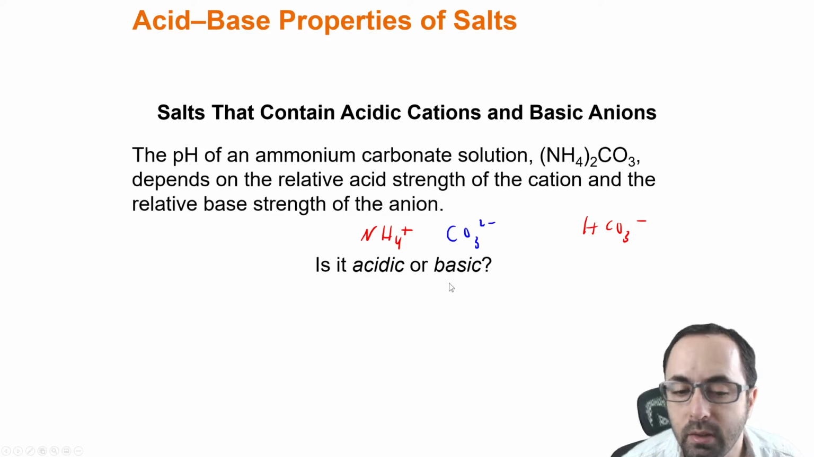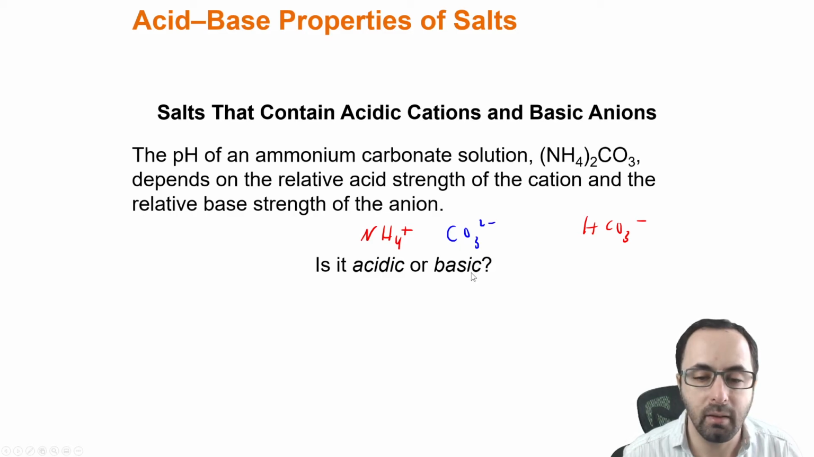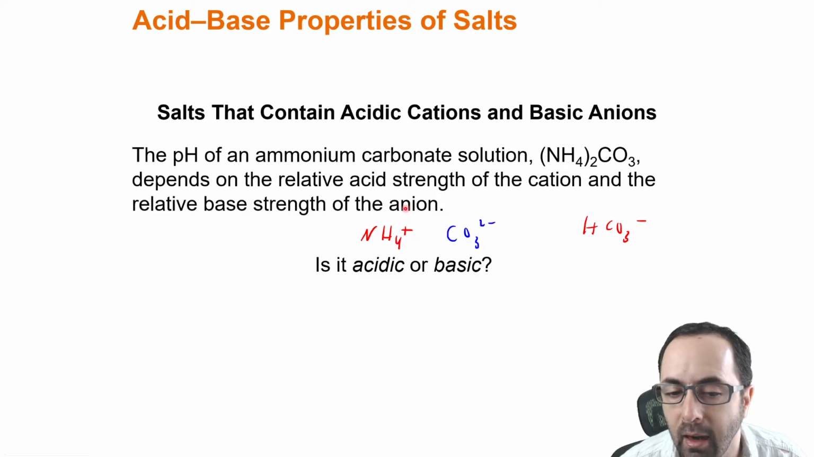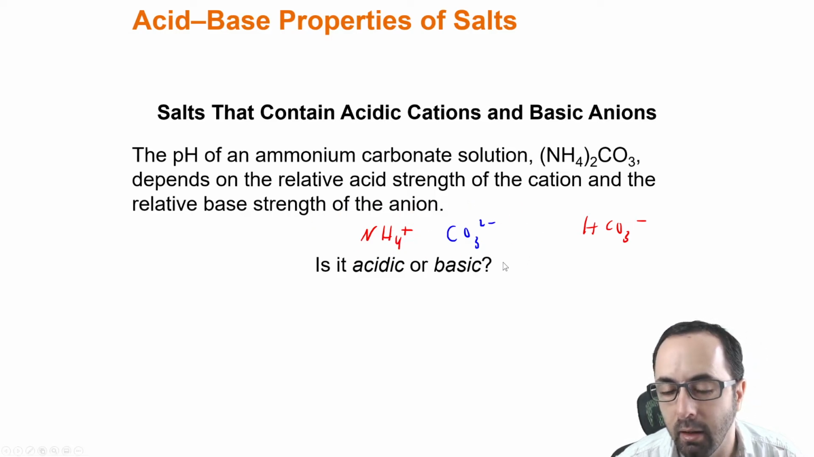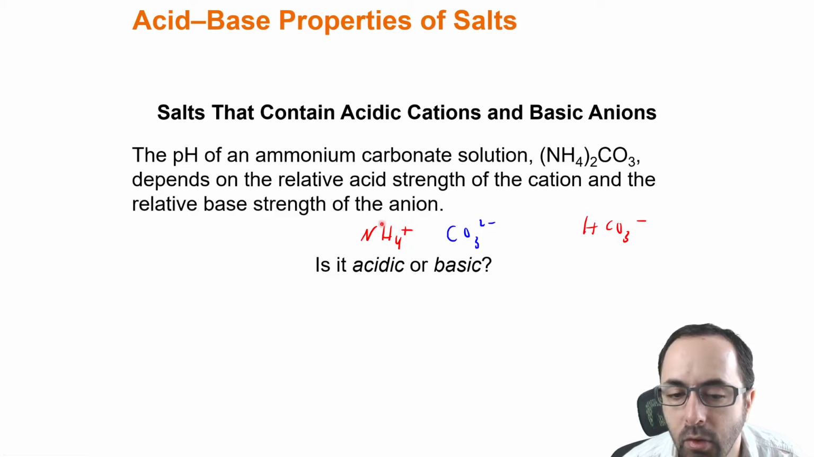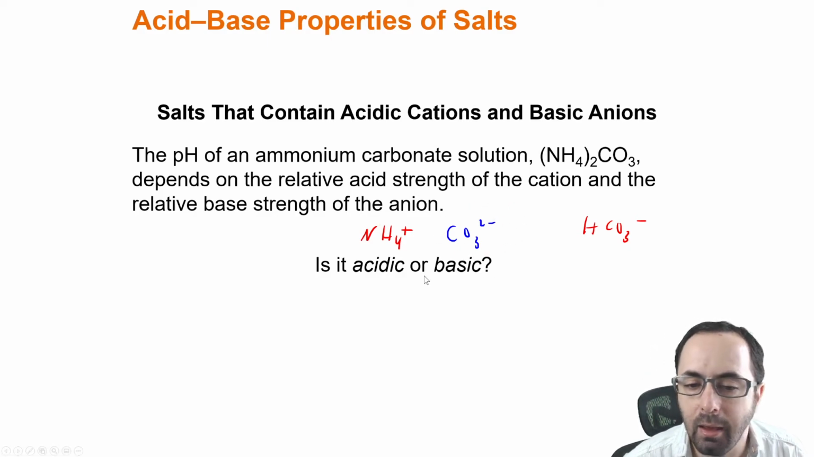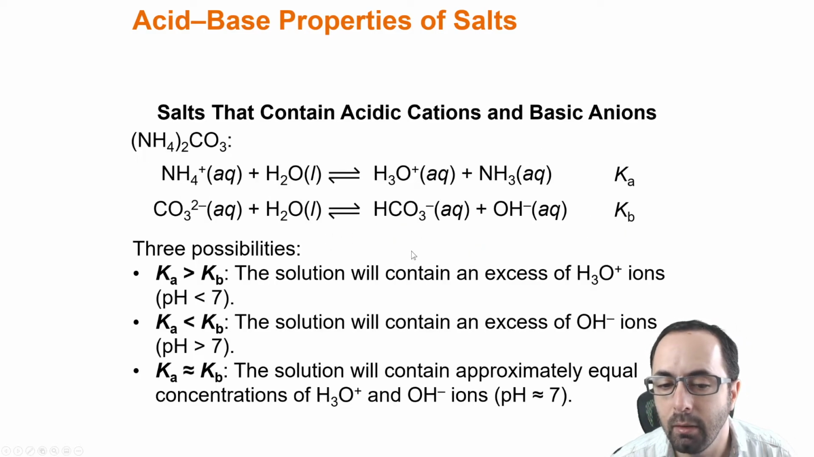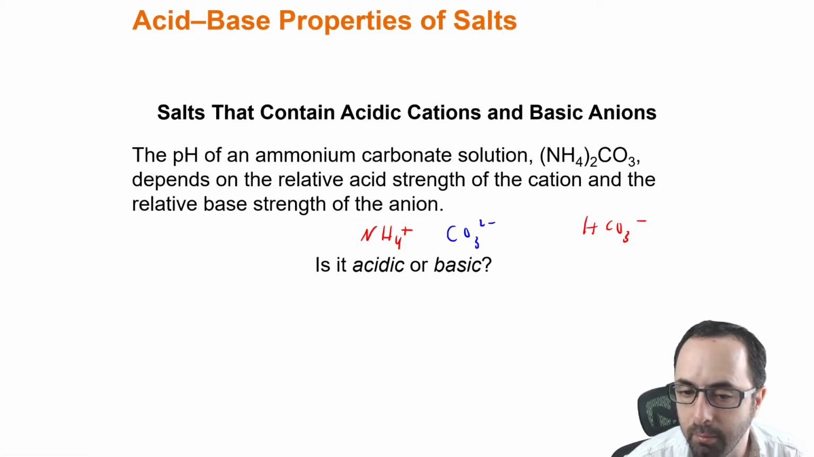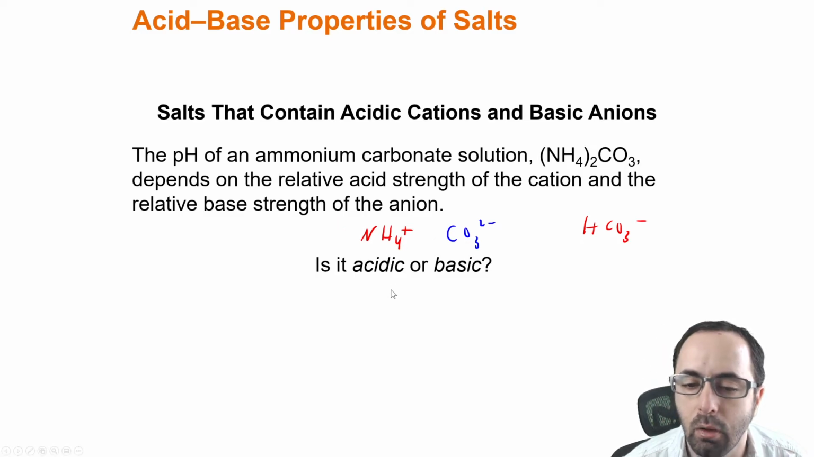So we want to ask ourselves, is a solution with ammonium ions in it and carbonate ions in it acidic or basic? To evaluate that, we're going to have to figure out how acidic is the cation and how basic is the anion. And the way we can evaluate that numerically is by calculating the Ka for the ammonium ion and the Kb for the carbonate ion. If the Ka for the acid is larger than the Kb for the base, then the solution will be acidic. But if the Kb for the base is larger than the Ka for the acid, then the solution will be basic.